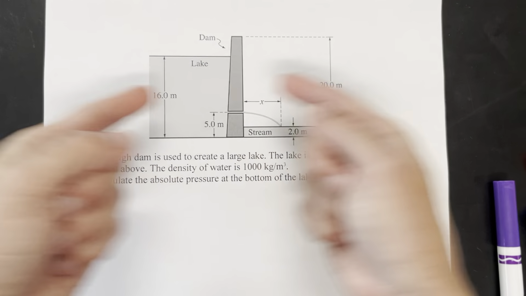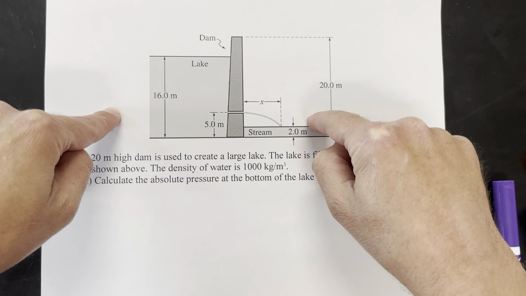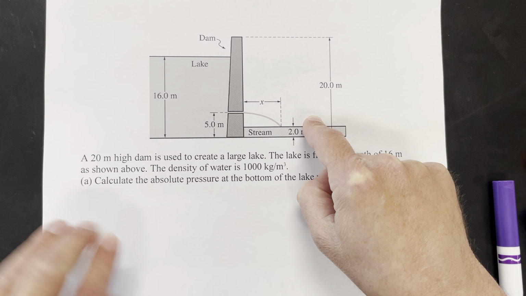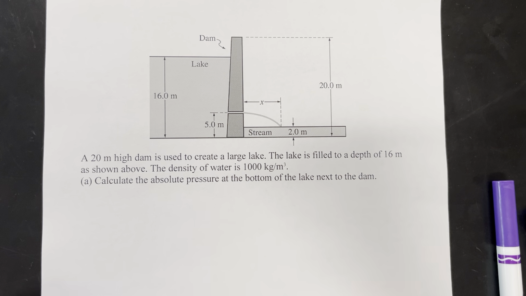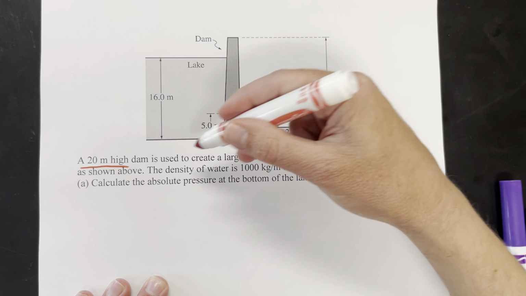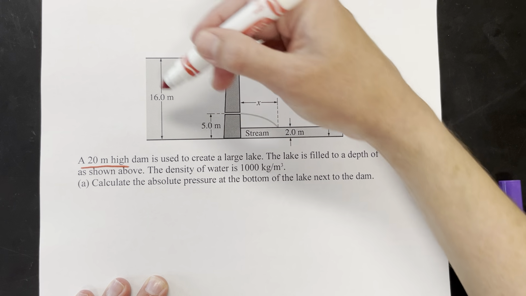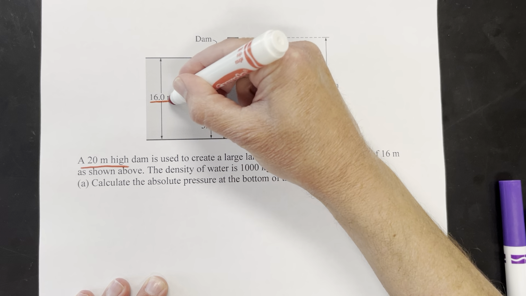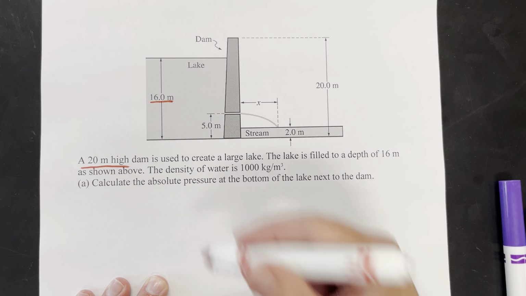Hey everybody, let's look at this one here. We've got a Torricelli's problem, it's going to ultimately turn out to be. It says that we have a 20-meter high dam right here, so this is 20 meters, used to create a large lake over here. The lake is filled to a depth of 16 meters right there as shown above.